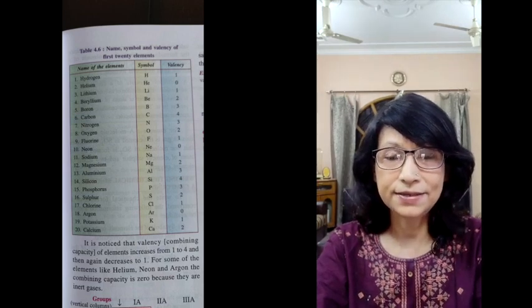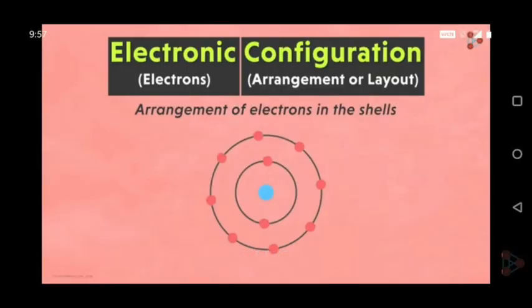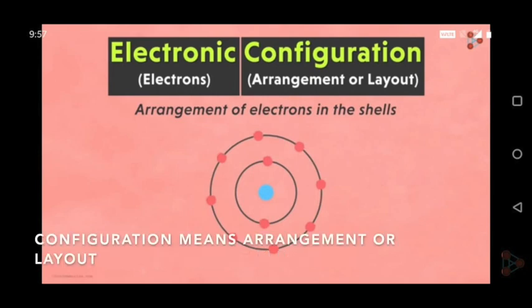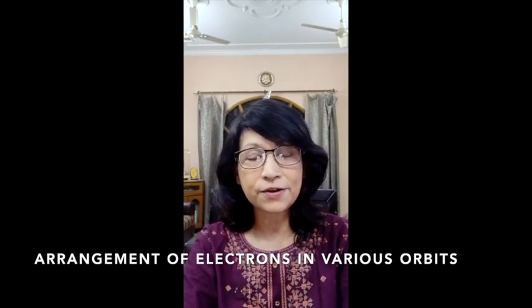For understanding it, we have to understand one more concept, that is electronic configuration. Electronic configuration, as the name suggests: electronic means of electrons and configuration means arrangement or layout. So electronic configuration can be defined as the arrangement of electrons in various orbits or shells of an atom of any element. And for understanding electronic configuration, we have to remember two rules or facts.